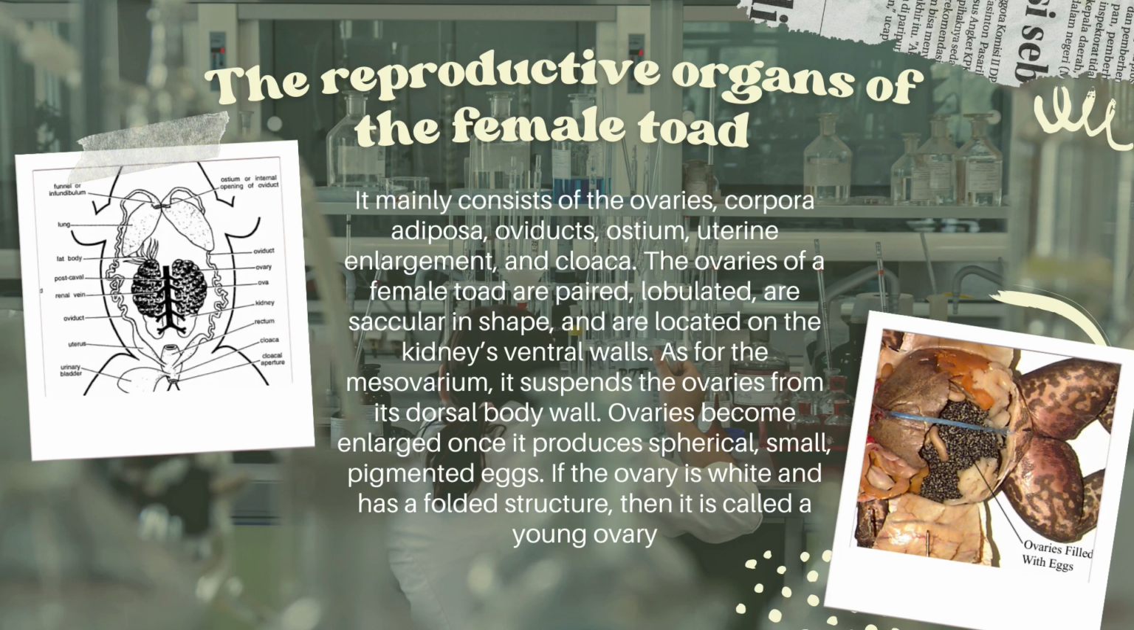One of its openings, called the ostium, is the most anterior and is funnel-shaped. It serves as an entrance for the eggs, which were released from the ovary into the body cavity. These eggs are also temporarily stored in the uterine enlargement. Lastly, in the cloaca, eggs are coated and released into water where external fertilization occurs.